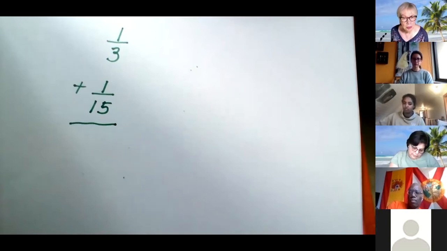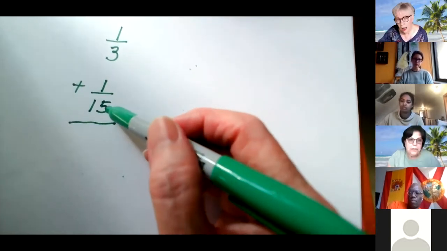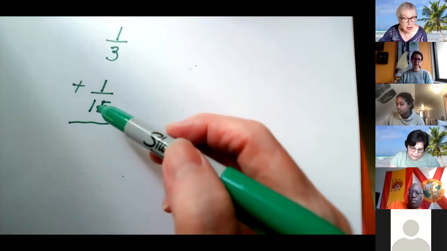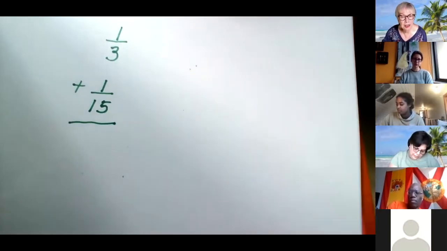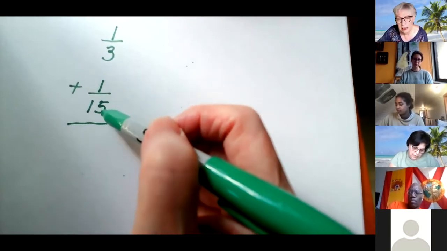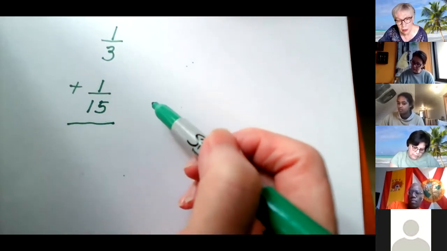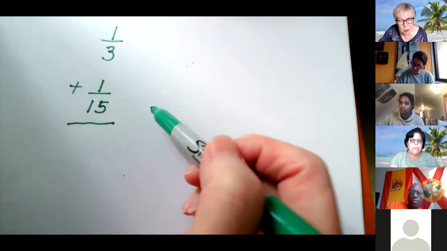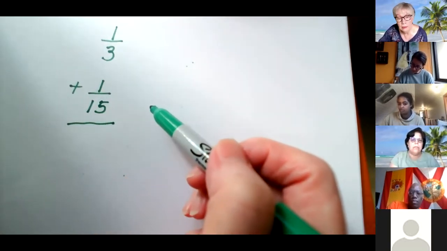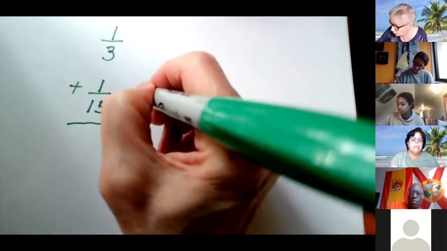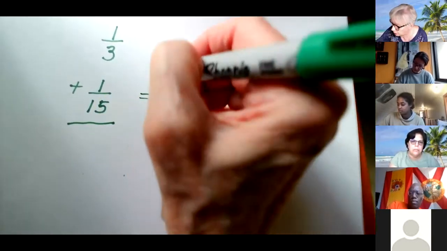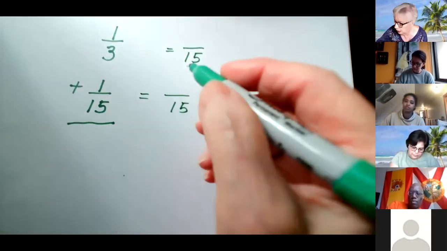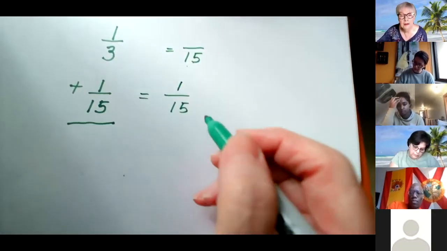In this particular problem, they don't match. Therefore, we have to find a way to get them to have a common denominator. Can 15 work? Because if it can work, that would be the lowest one we would use. And so it's really a matter of, can you convert them both into 15s? Something over 15. This one would go 1 over 15.